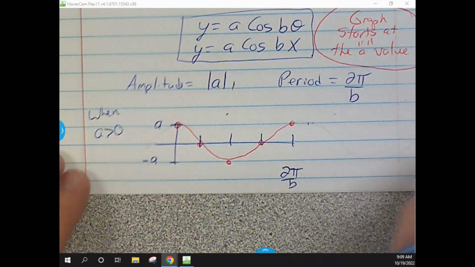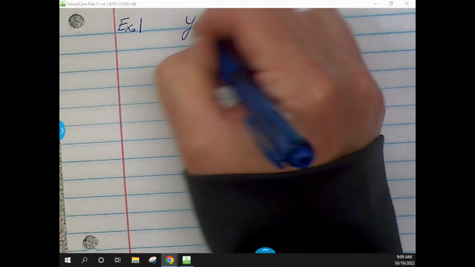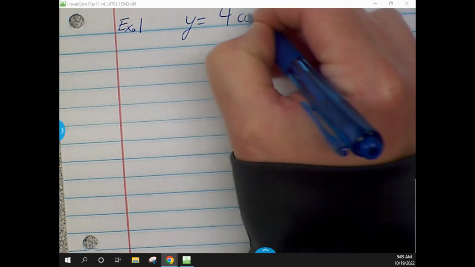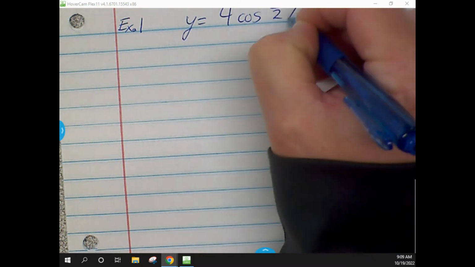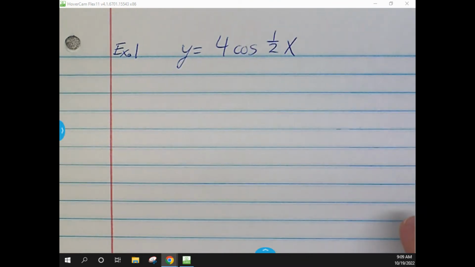Okay, so here we go. Here's a couple examples, and then we'll see if everybody's good there, and then we'll see how far we need to go. So let's go with y equals 4 cosine of 1/2 x.